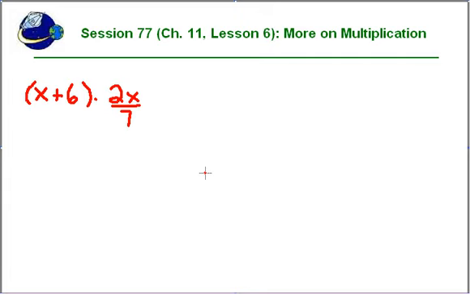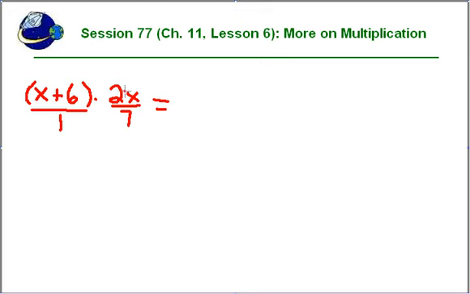Here in session 77, we're going to also continue on with some more multiplication using polynomials. What we have here is x plus 6 being multiplied by 2x over 7. Now remember, when you have fractions, you can multiply numerators together and denominators together. In this case, our x plus 6 is not written in fraction form. How do we get it in fraction form? By simply writing a 1 in the denominator. At this point now, we can multiply out.